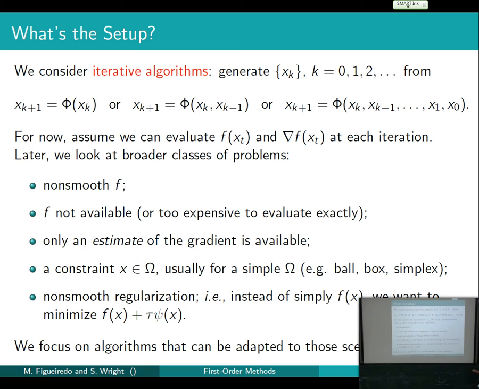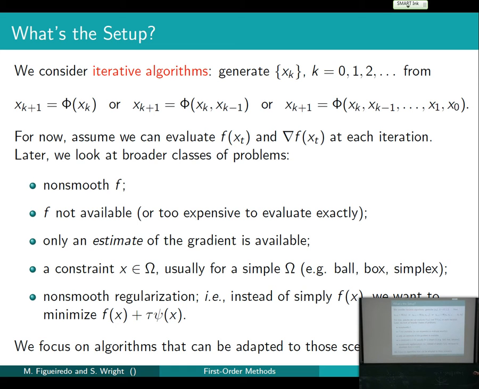So by making, in some cases, pretty minor tweaks to these methods, you can extend them to non-smooth functions. You can extend them to the case that Francis was talking about, stochastic gradient methods, where you can't evaluate f. They serve as the motivation for those methods, as you saw this morning. Again, this is stochastic gradient, where you can only get an estimate of the gradient.